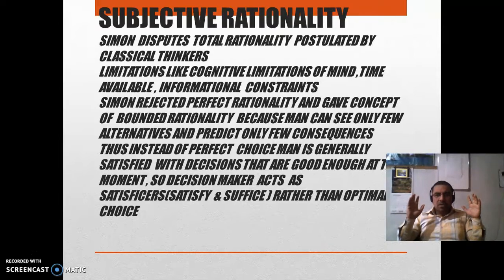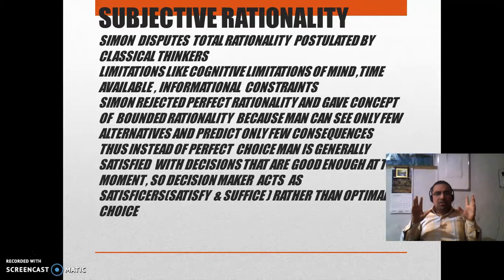Then there are informational constraints. You don't know, if I go for a picnic, what exactly my expense will be. If I meet a friend, how much will I spend. So these are the constraints. So because of these constraints we take a decision which is called bounded rationality.